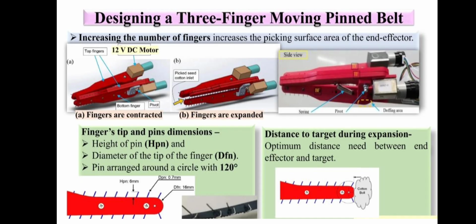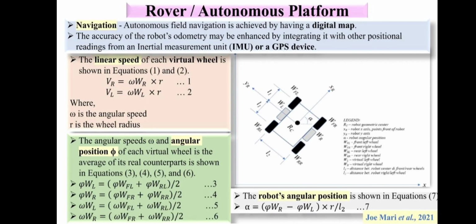So we designed a three finger moving pin belt with CAD modeling with Fusion 360, and developed an underactuated end effector with 3D printing, each featuring a moving belt with attached pins that pull and grasp the seed cotton. The mechanism is powered by a DC motor. Then we went for integration and testing.